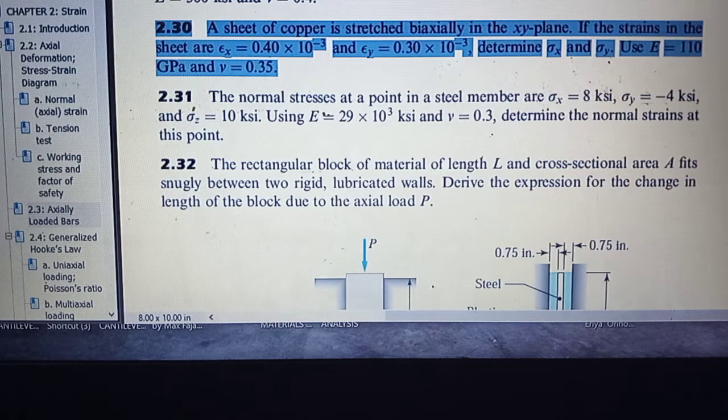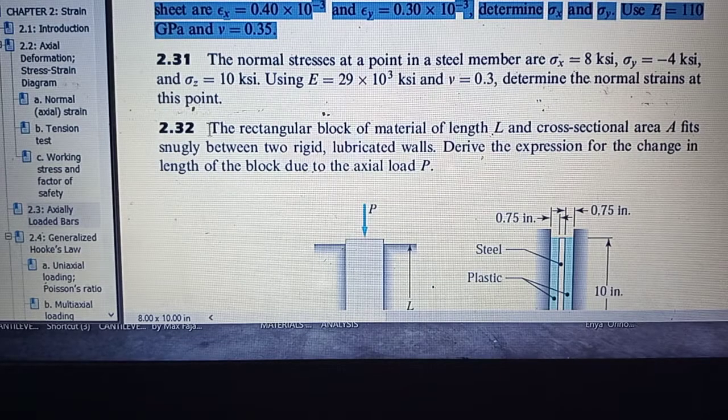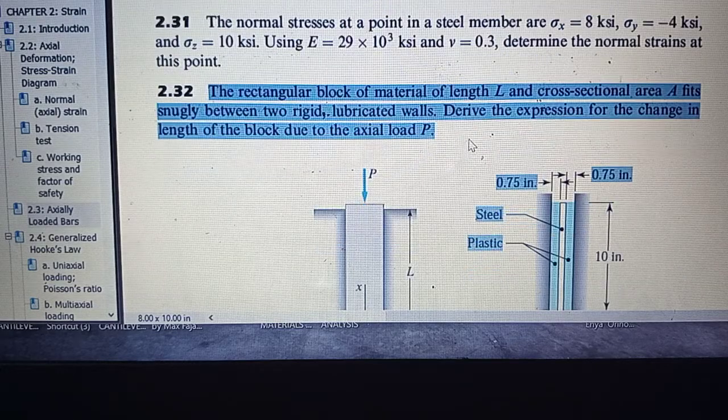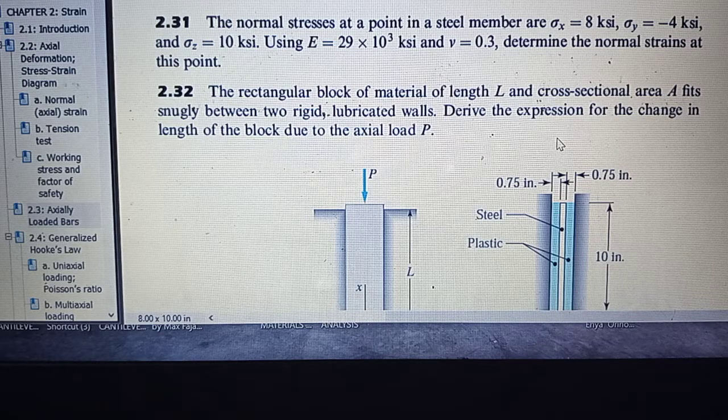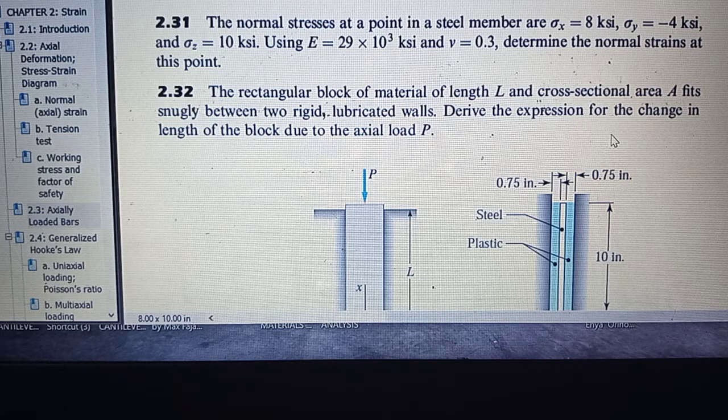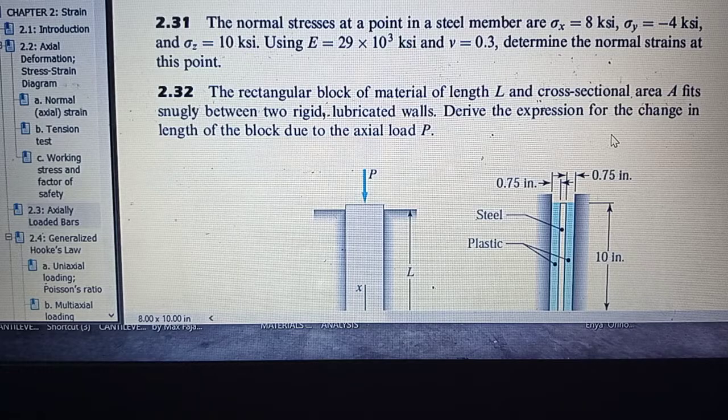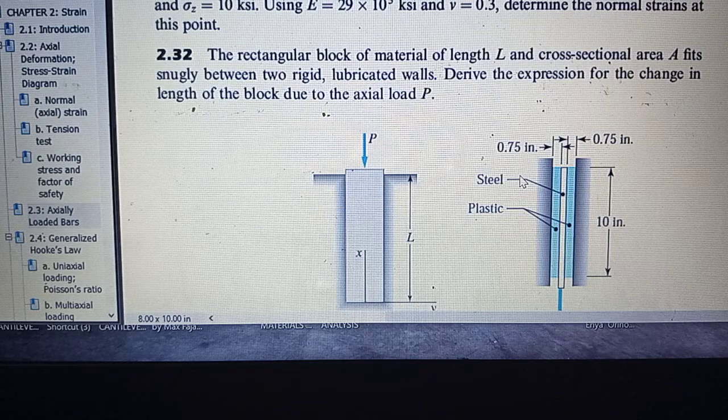Our second problem for this video is this. A rectangular block of material of length L and cross-sectional area A fits snugly between two rigid lubricated walls. Derive the expression for the change in the length of the block due to the axial load P. Here we are going to derive the expression for this one. We have this figure, and we see that there is an applied force.